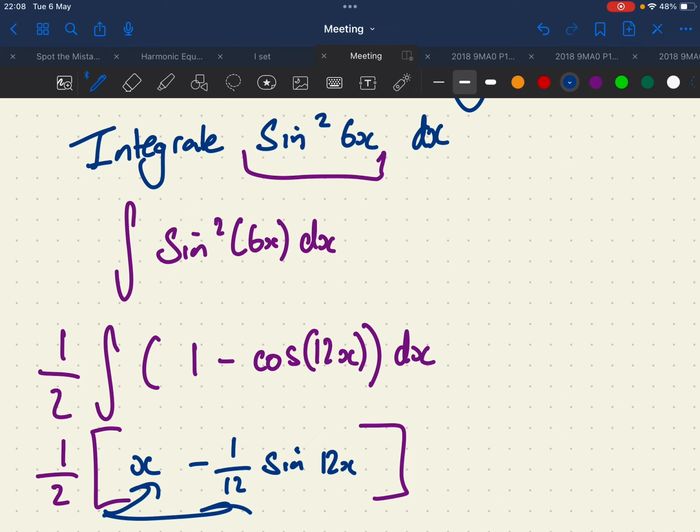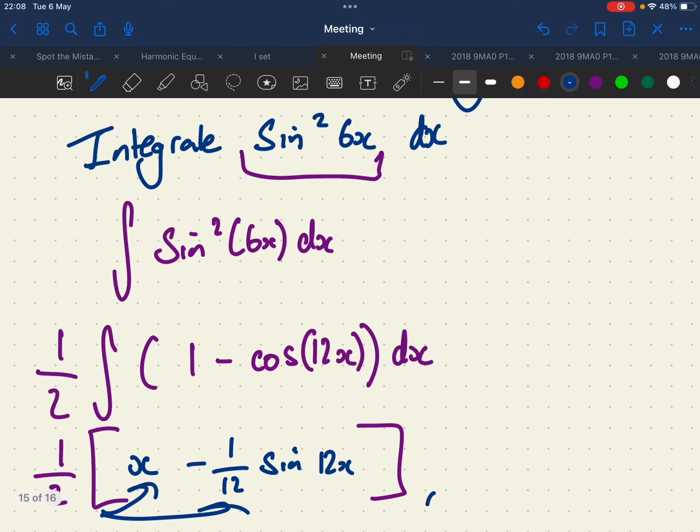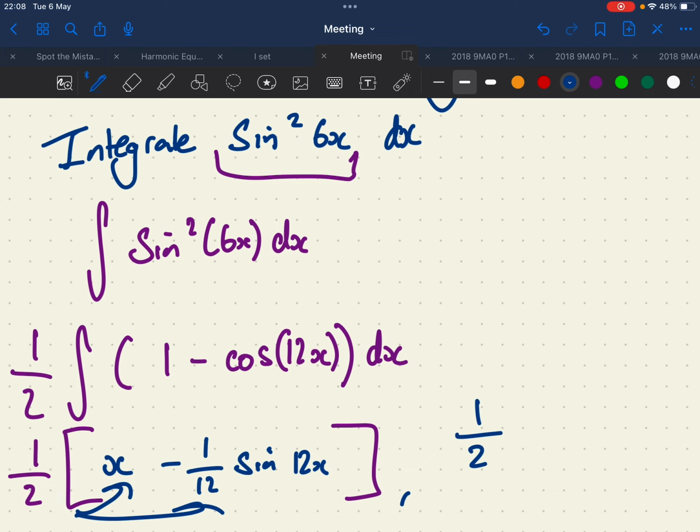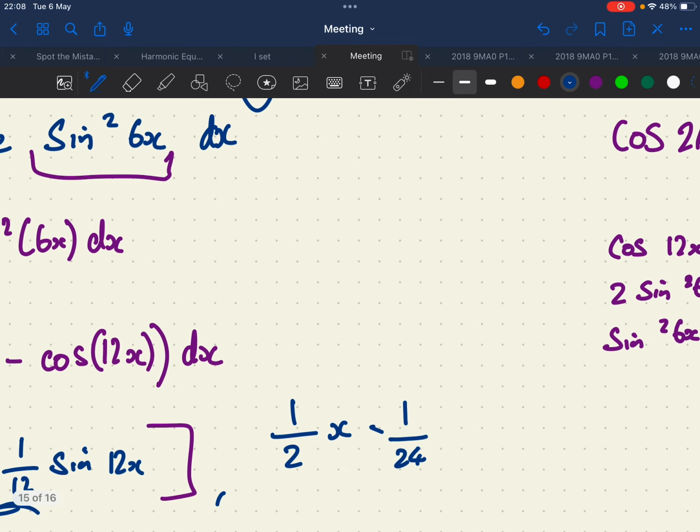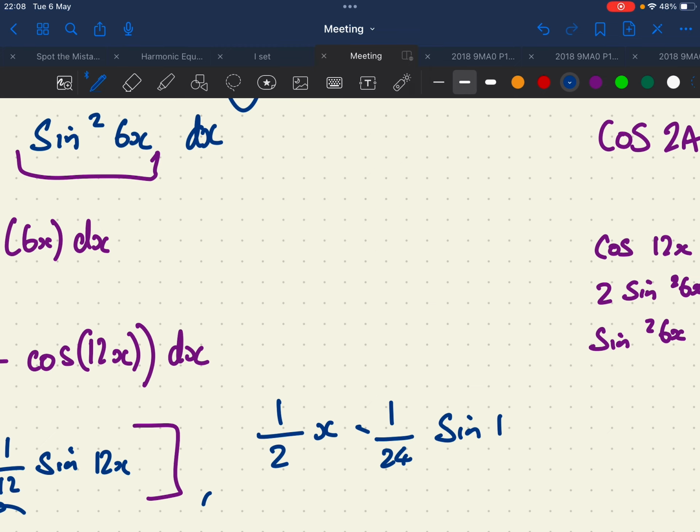Finally, we can multiply that one back out. So we get 1/2 x minus 1 over 24 sine 12x plus c.